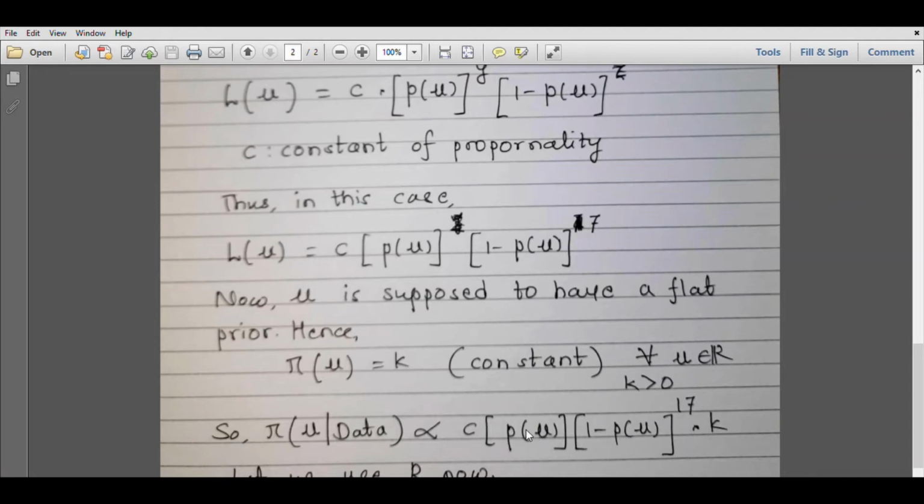Now since p(mu) itself doesn't have a closed form expression in terms of mu, it is really difficult to integrate this out or to get this in a better form than this. So in order to evaluate this posterior density further, let us use R.